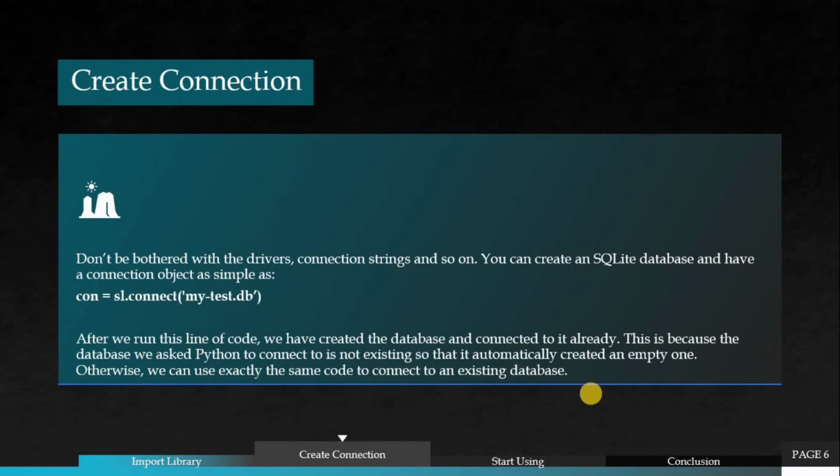Now after this we will need to create a connection with our database. For that we will write connection, which is a variable name I have given, equals sl.connect, and here we will mention the database name. Now after we run this line of code, we have created the database and connected to it already. This is because the database which we asked Python to connect to does not exist, so it automatically created an empty one. Otherwise, we can use exactly the same code to connect to an existing database also.